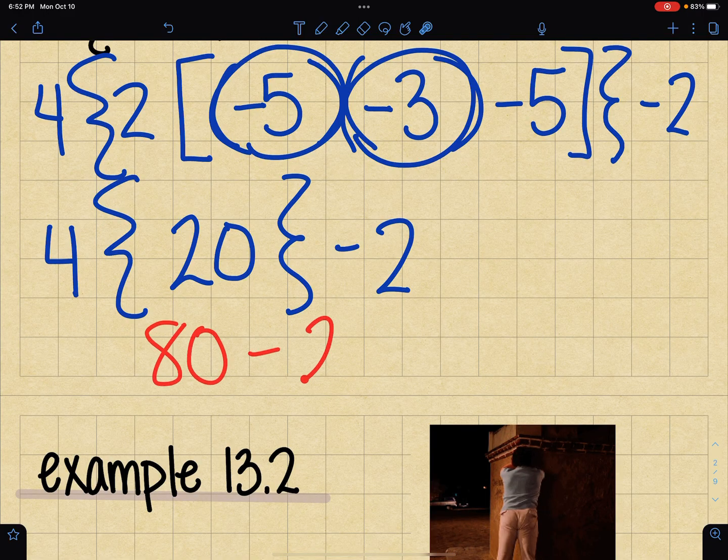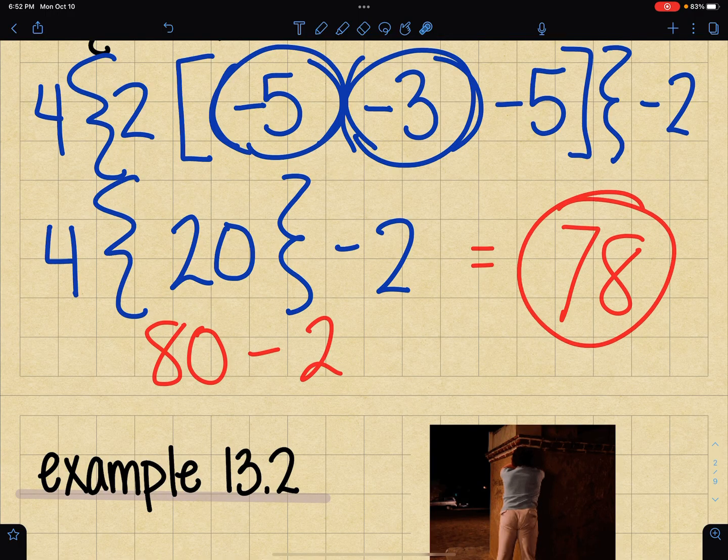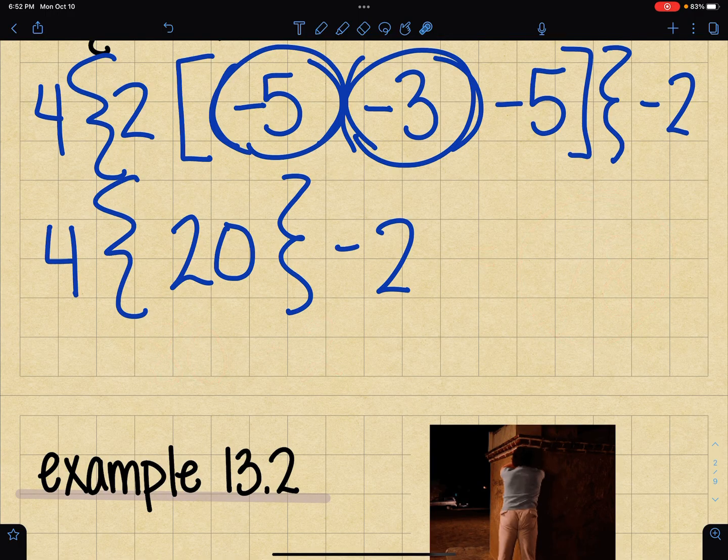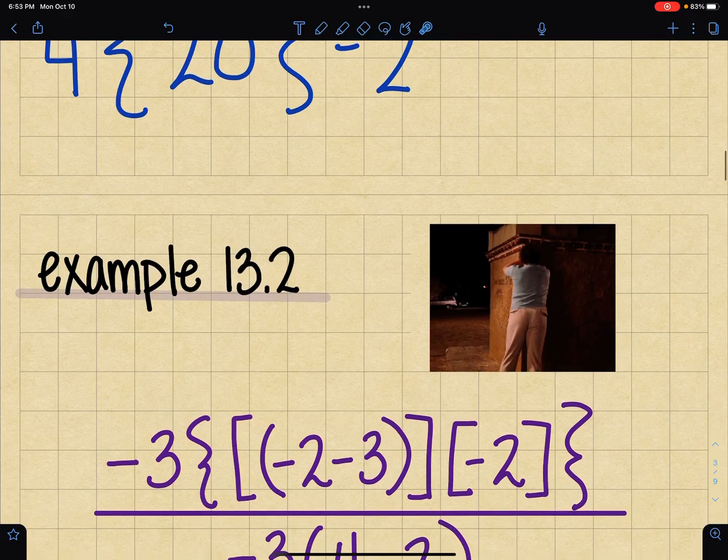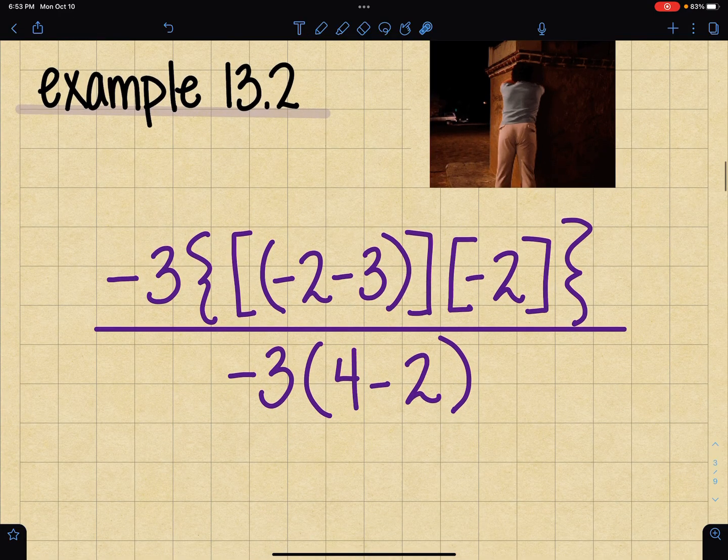80 minus 2, and the answer is going to be 78. All right, let's make sure that I got the same answer as in the book. And indeed I did. All right, that's perfect. I love that when I get the same answer as the book. Then I know they're right. Every once in a while the book gets something wrong, so you have to always check their work.